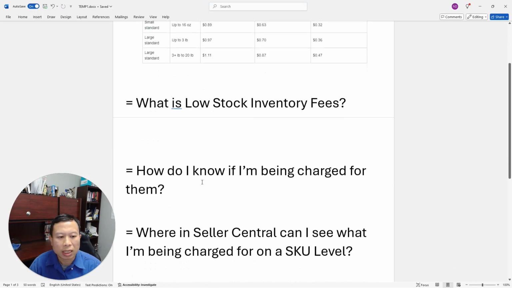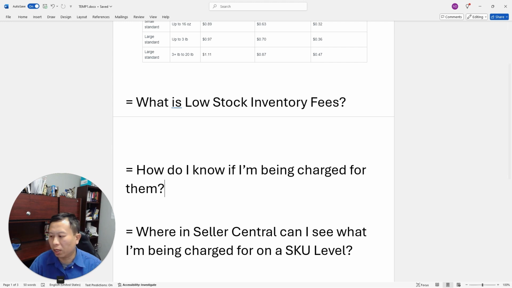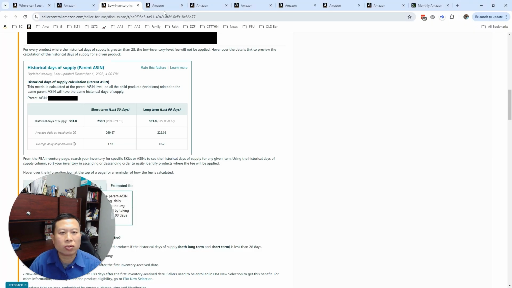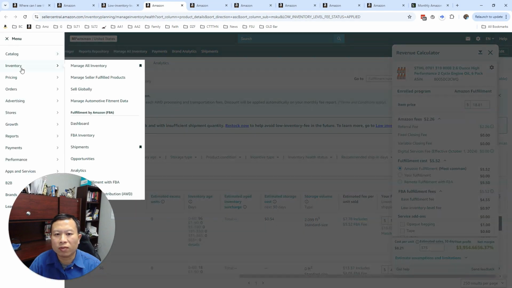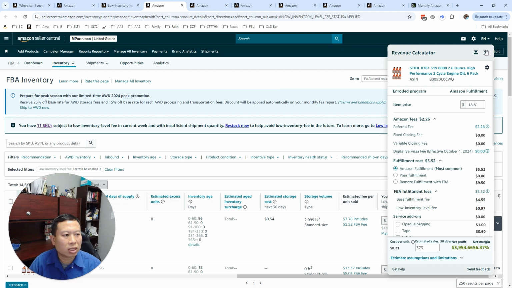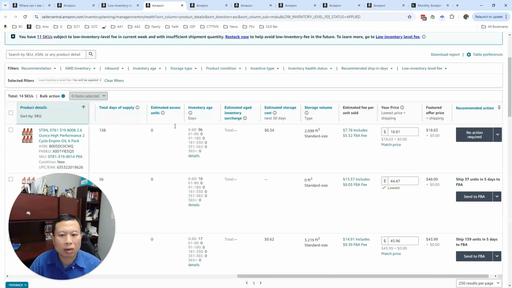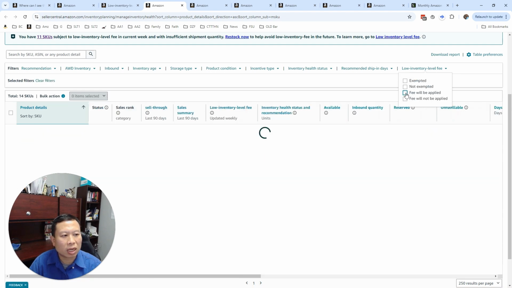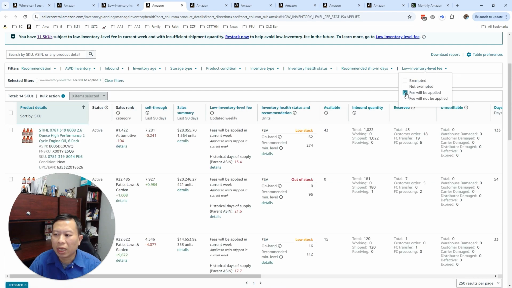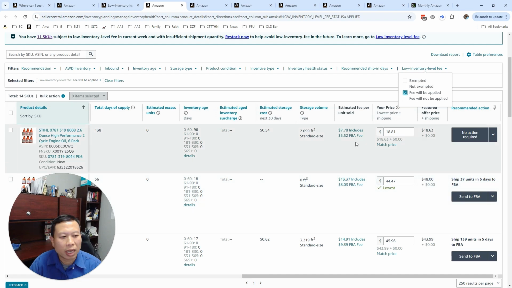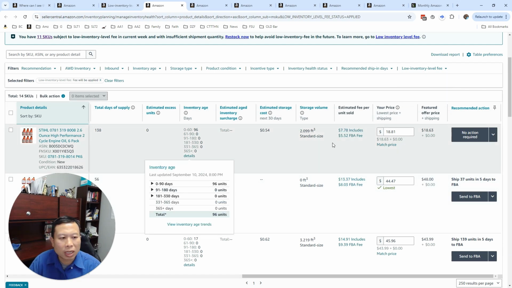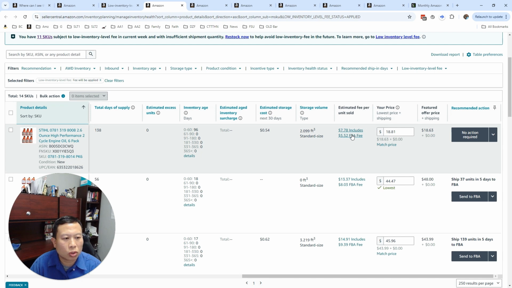The next question is, how do I know if I'm being charged for them? The way you answer this is you go to Seller Central, then Inventory, Manage All Inventory. This is the FBA inventory. You click on this little filter called low inventory level, and if you click on this fee will be charged, then they will only show the SKUs that are going to be charged the low inventory fee because of low stock.